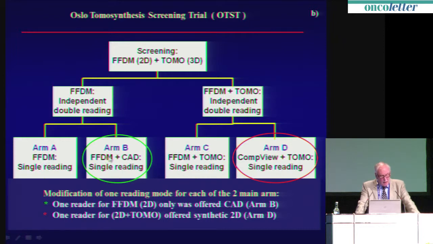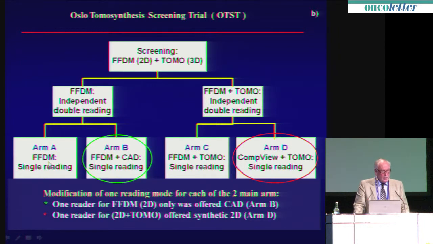In the other arm, it was FFDM plus computer-aided detection. In the 2D plus tomo arm, one reader had the conventional FFDM plus tomosynthesis. And in the other arm, we replaced the conventional 2D with the synthetic 2D. So it was a slight modification.